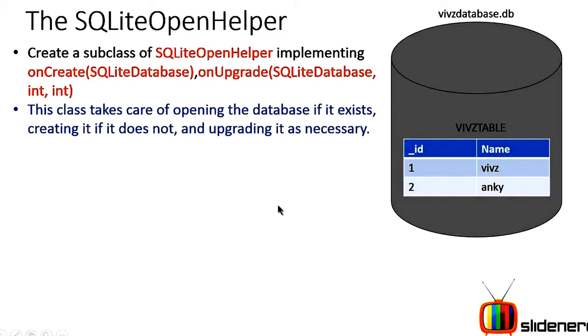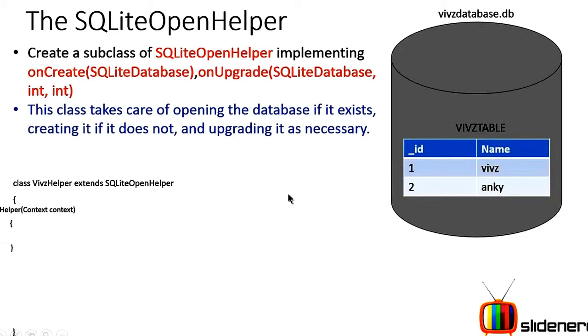SQLiteOpenHelper is a class that takes care of opening the database if it exists, creating it if it does not exist, and upgrading it when you perform some changes to the table structure, like maybe you added some columns, or maybe you removed some existing columns, or you changed the data type of some column, and so on and so forth. So here I have a class Viv's helper that extends SQLiteOpenHelper.